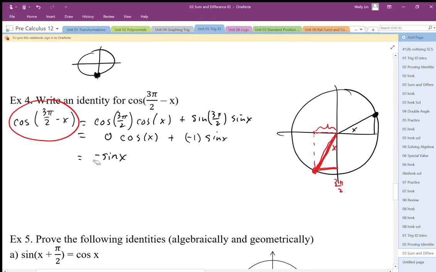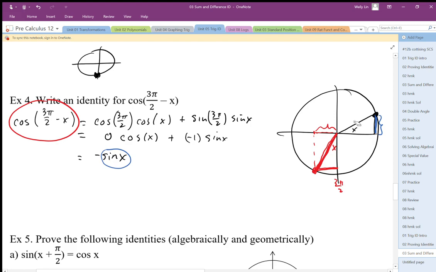I want the opposite. Well, sine, I'll do it in blue. Sine x is right there. There's sine x. And I want the opposite. So that's going in the positive direction, and this is going in the negative direction. Sine x is positive, so I want it to go in the negative direction. So it's going to be negative sine x. We can show that geometrically in that way.